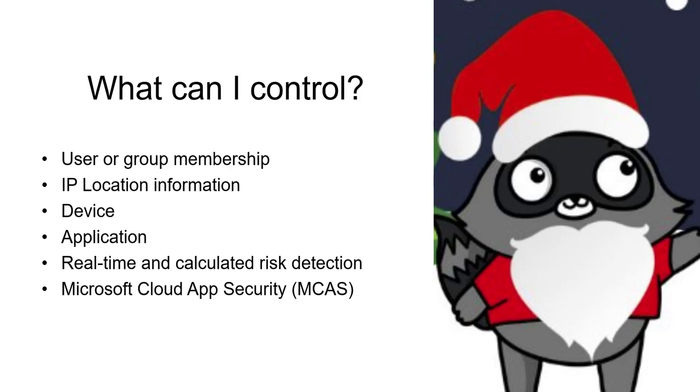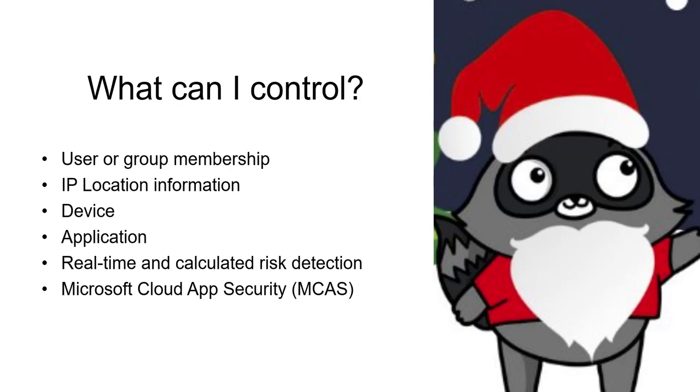Real-time and calculated risk detection. Signals integrated with Azure Active Directory Protection allows conditional access policies to identify risky sign-in behavior. Policies can then force users to perform password changes or multi-factor authentication to reduce their risk level, or be blocked from access until an administrator takes some form of manual action. And Microsoft Cloud App Security. Microsoft Cloud App Security enables user application access and sessions to be monitored and controlled in real time, increasing visibility and control over access and activities performed within your cloud environment.